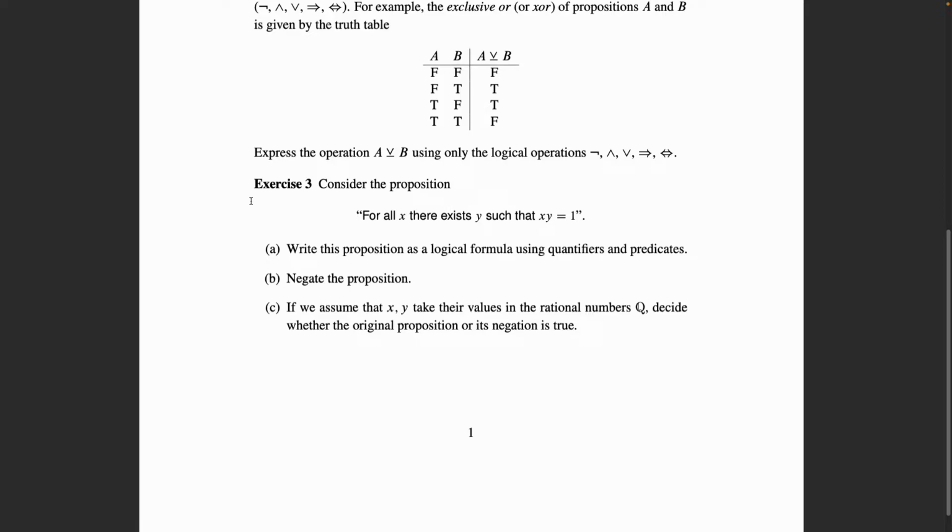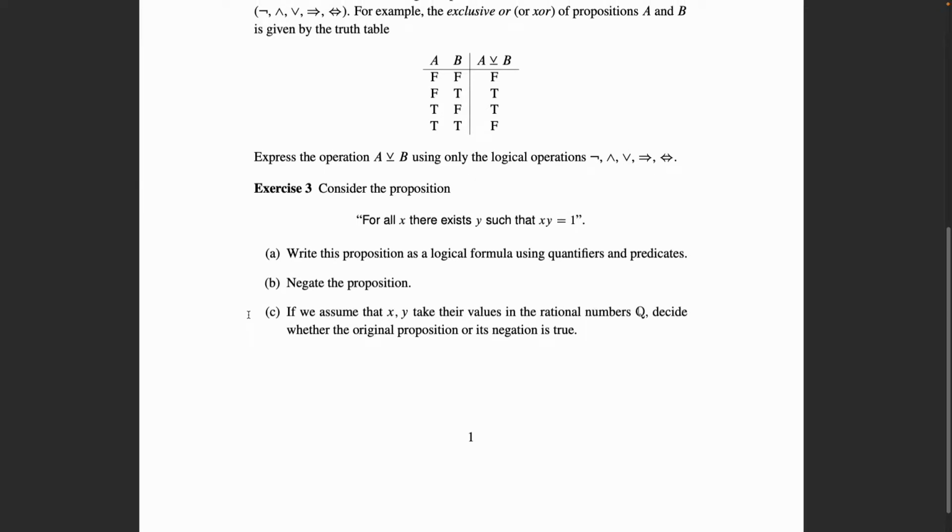The third exercise is an exercise in negating quantified propositions. So here I wrote out a proposition which has a universal quantifier and an existence quantifier in it. First, you are supposed to write this as a logical formula, then negate it, and finally decide whether the original proposition or its negation is true.